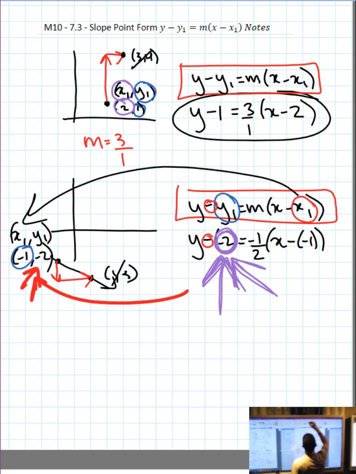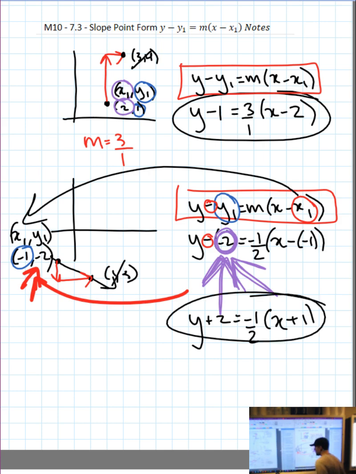Okay, so now those usually aren't there, but we have two negatives side by side. So two negatives side by side, make it positive. If you want to skip that step, be careful. Equals negative 1 over 2, open bracket, x, two negatives side by side, same sign, plus, plus 1. If they were different signs, they would be a minus.